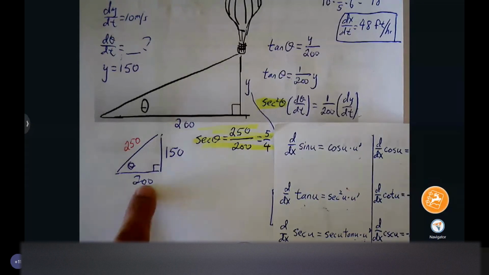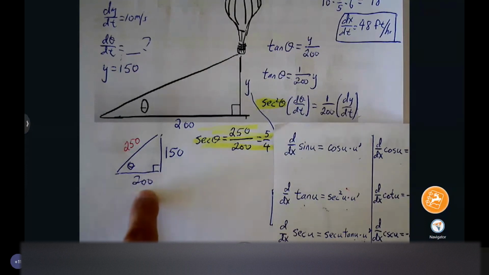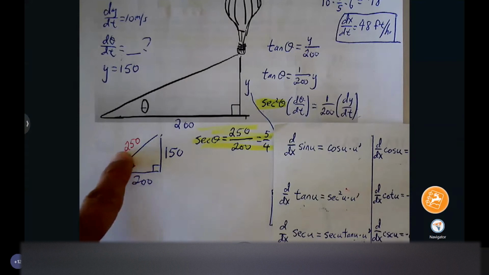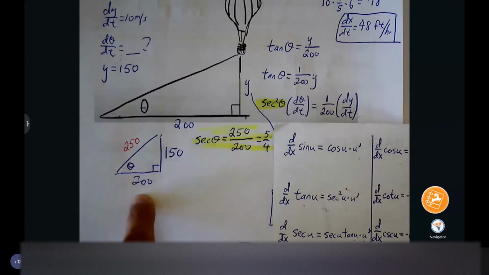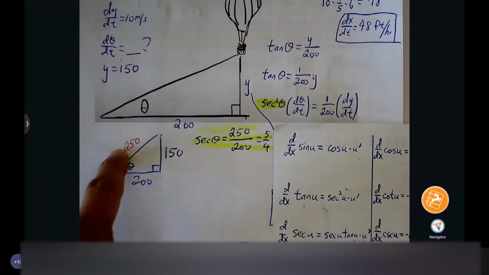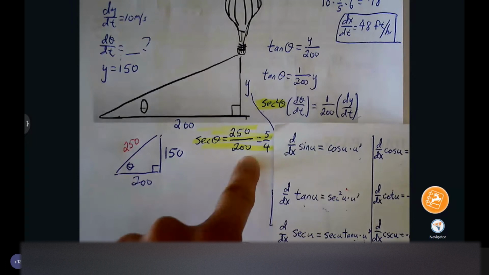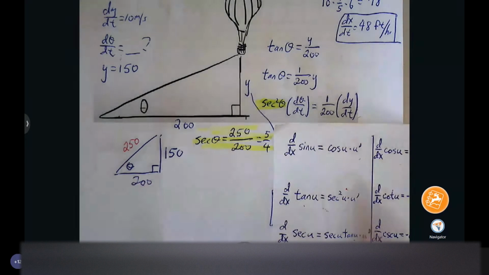So we go ahead and we draw our second triangle, fill in the appropriate sides. We should have two sides given to us, and we can find that third side using the Pythagorean theorem. Now we're going to find the replacement for secant theta. Secant is hypotenuse over adjacent. So 250 over 200, which is 5/4. Now we should have everything that we need to plug in and solve.